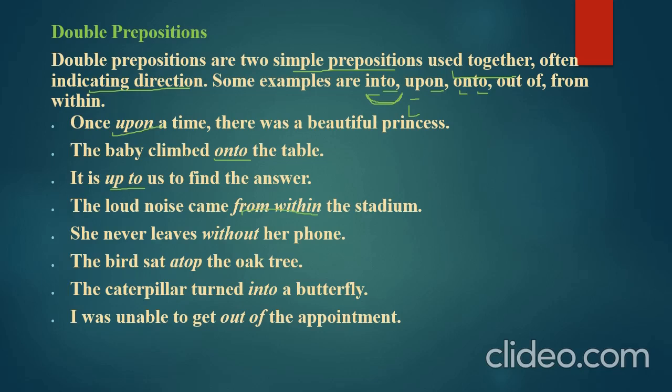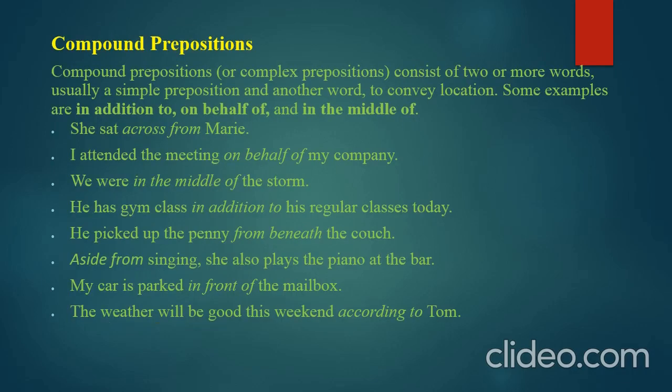She never leaves without her phone. So it is the amalgamation or the combination of two simple prepositions, with and out. The bird sat atop the oak tree. The caterpillar turned into a butterfly. I was unable to get out of the appointment. So this is the second type of preposition, we call it double preposition.